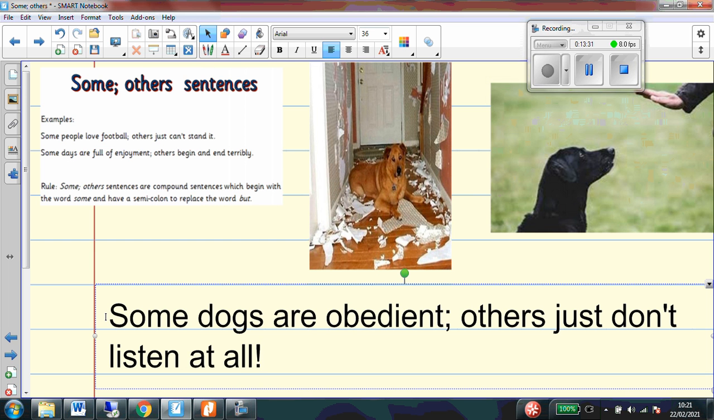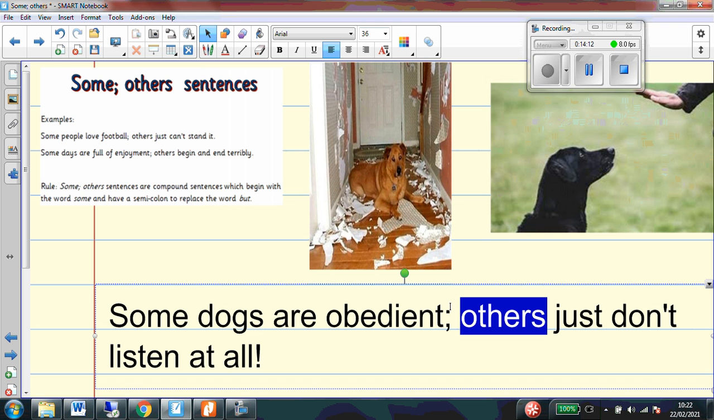Okay, super job. So the things that we need to remember then about our some other sentences. Our first word has to be the word some, and of course it needs a capital letter at the beginning. We need a semicolon after our first clause, and then we have the word others. And we're making two comparisons. Would it make sense for me to say some dogs are obedient, others are obedient? No, because that's not two opposite points of view, is it? So we've got to have opposite points of view in there.